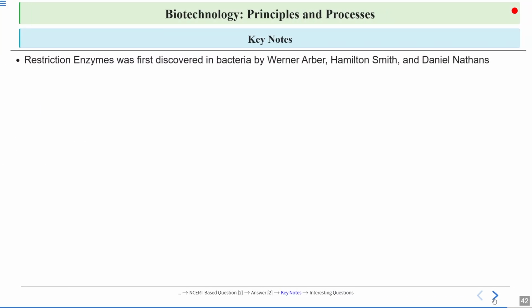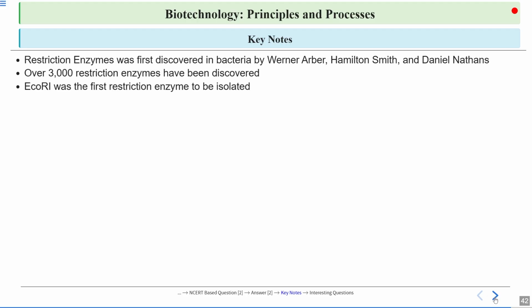What are the keynotes that you should take from here: the restriction enzyme was first discovered in bacteria by Werner Arber, Hamilton Smith, and Daniel Nathans. Over 3000 restriction enzymes have been discovered. EcoRI, HindIII, and HindII are the first three restriction enzymes that have been isolated and characterized.